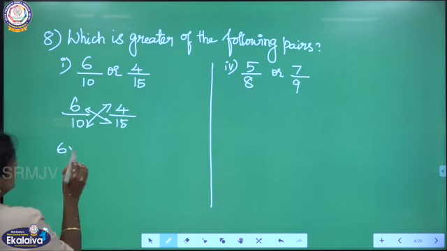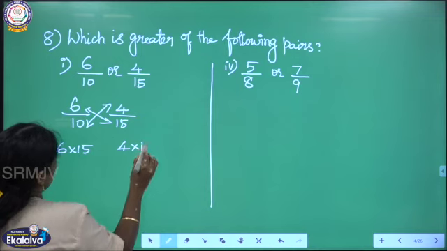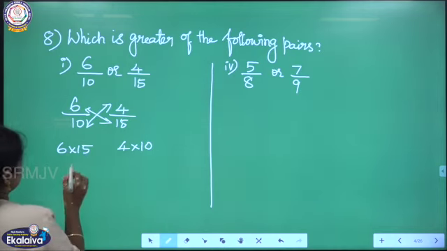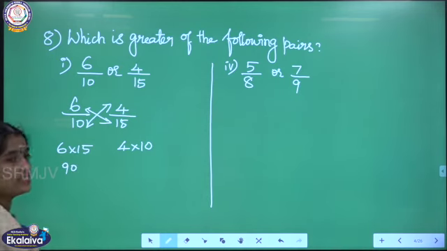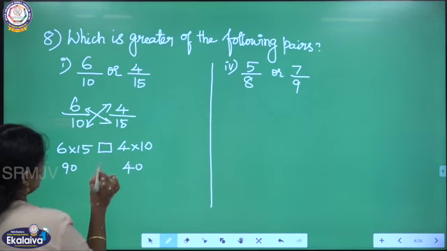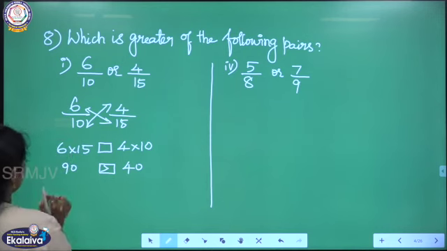Listen, 6 into 15 and 4 into 10. Here also find the product and see which side is greater. Listen, 5 6s are 30, so 3 carry over, 6 ones are 6, 6 plus 3 is 9, so 6 15s are 90. Next, 4 10s are 40. Obviously, which one is greater for you? 90 is greater. Just go for the question.